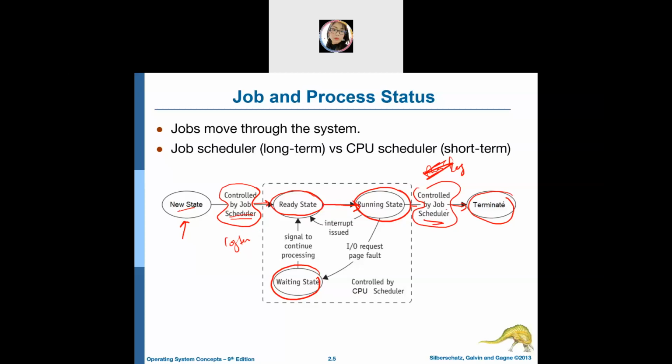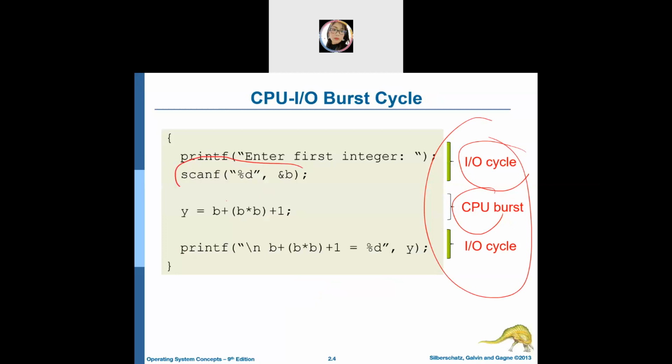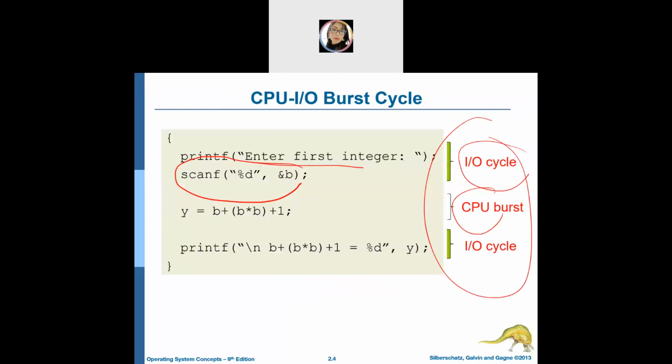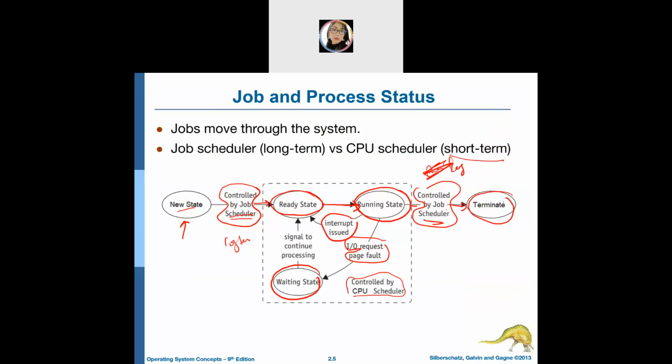by the job scheduler. And in between, you're going to have a short term, which is all controlled by your CPU scheduler when you want to have the interrupt in between. In the interrupt section, when you are already running, suddenly there is an interrupt, and it goes back to your ready state. Sometimes you need to wait because you're already running, and you need to wait for the user to key in or press a value. So you're going to have the input output request. You see, enter first integer, you request to have the input value.